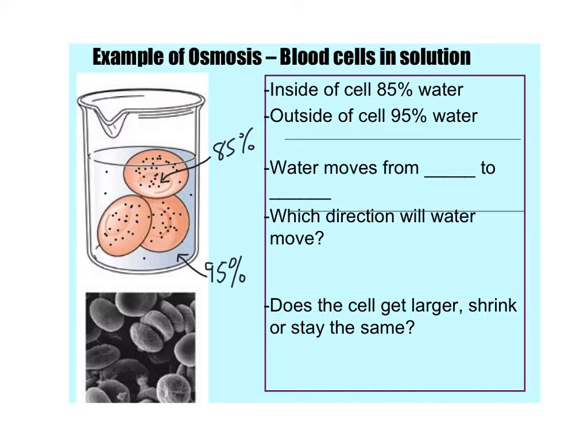All right, so a little diagram here of blood cells in a solution. Now you can see in this case, inside the cell there's 85% water. Outside of the cell there's 95% water. And you can see that by looking at the dots. There are more dots inside the cells than there are outside the cells in the solution. So we know that water moves from high concentration of water to low concentration of water.